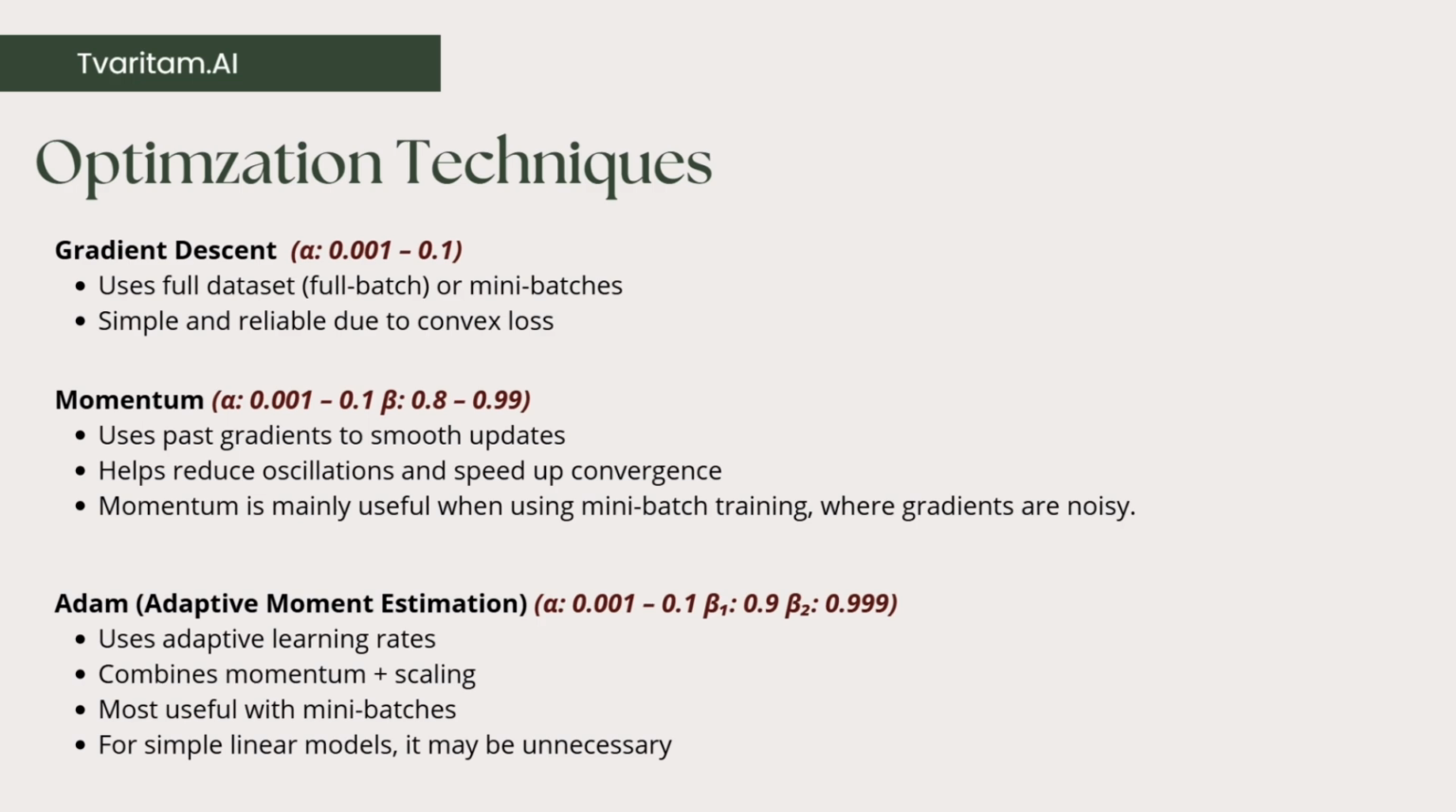And ADAM, or adaptive moment estimation, is a more advanced optimizer. It combines momentum and introduces adaptive learning rates. The key idea is that each parameter gets its own learning rate, and ADAM optimizer works very well with noisy gradients and mini batches and is widely used in deep learning. However, for simple models like linear regression, ADAM is often unnecessary. Still, it can give you good results when you are using mini batches.